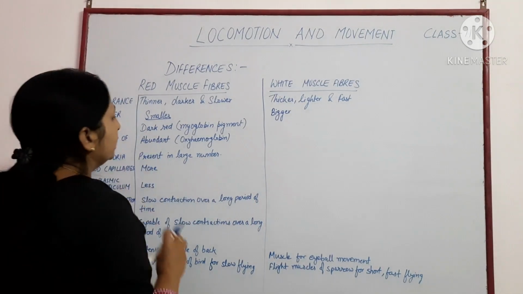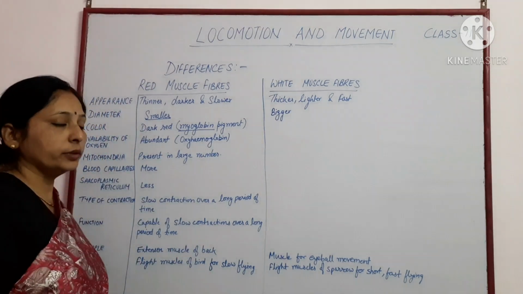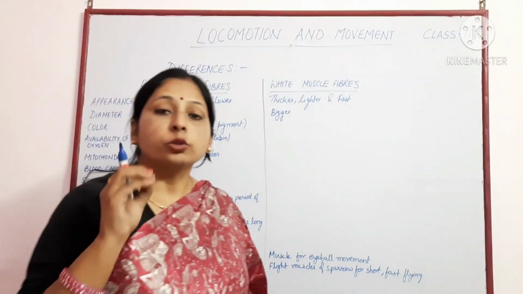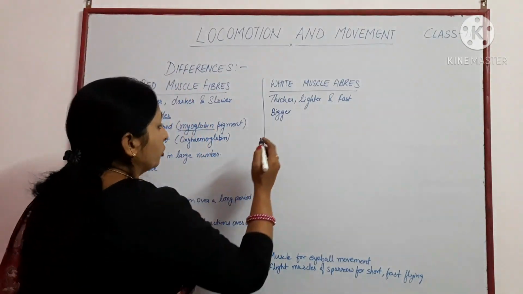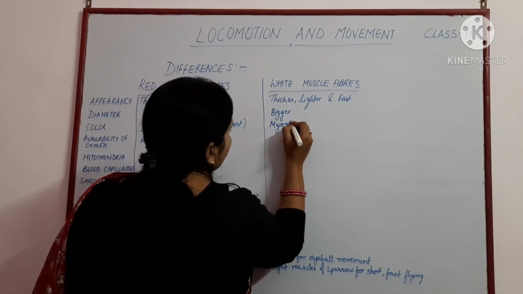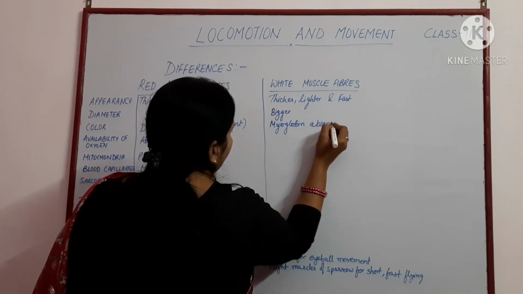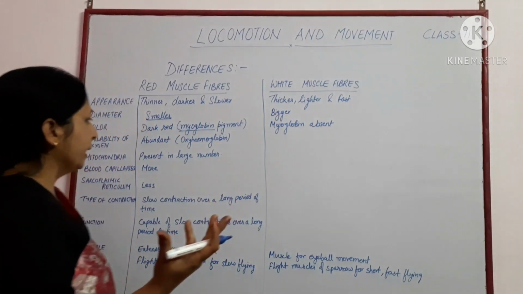Color: red fibers appear dark red, and the dark red appearance is due to the presence of a pigment, the myoglobin pigment. Here in white fibers myoglobin is absent, so the appearance is white in color.